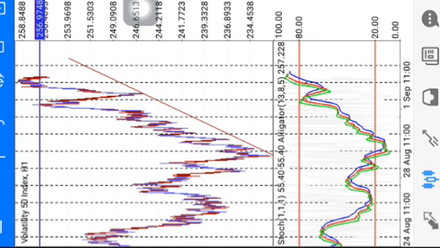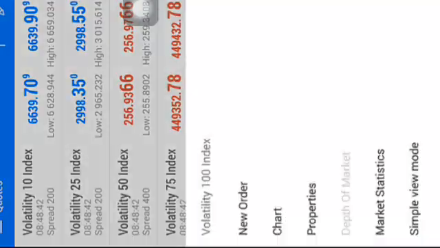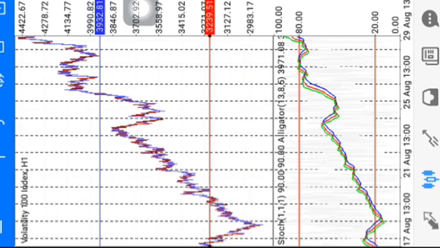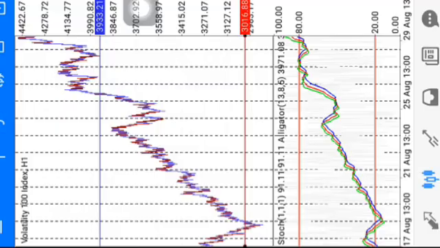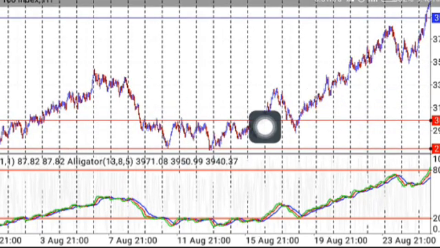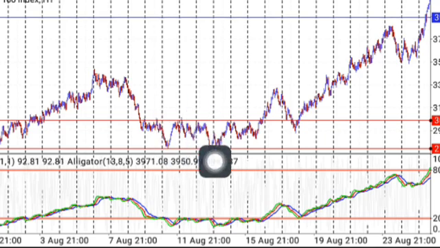But for ranging market, let me find the ranging market. Yeah, let's use this sample as our ranging market. When we talk about ranging market, you can also trade the ranging market from here to here. The market is ranging. So how can we trade the ranging market? When the market goes from here to here, you know that the market is ranging. So if you want to trade, maybe you want to buy.